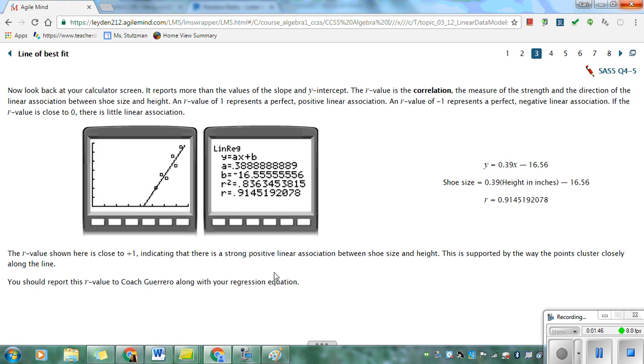If we had the opposite, where the r value was close to negative 1, then it would mean that you have a negative association, and a perfect one, in fact. And lastly, if your r value is close to 0, there is little to no correlation, meaning they don't really go together, and that's what we'll start looking at more.